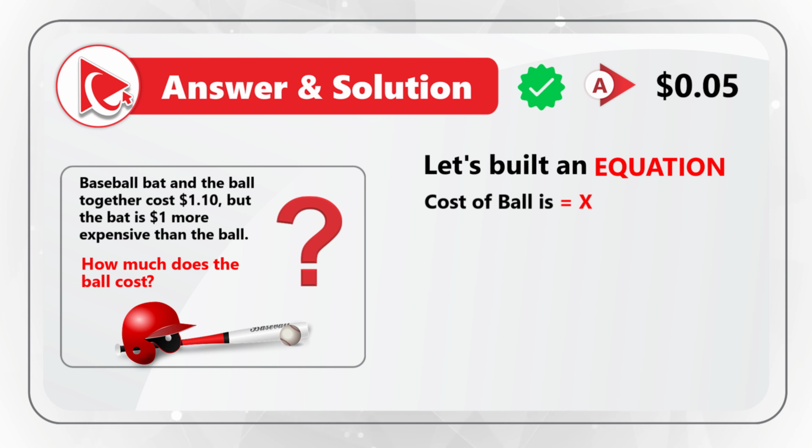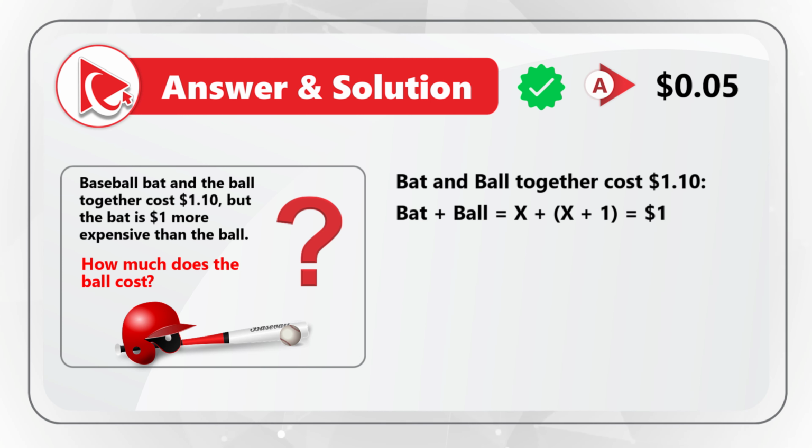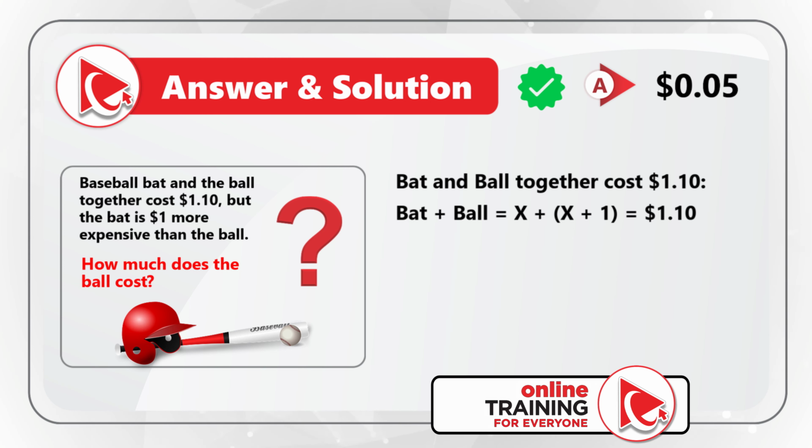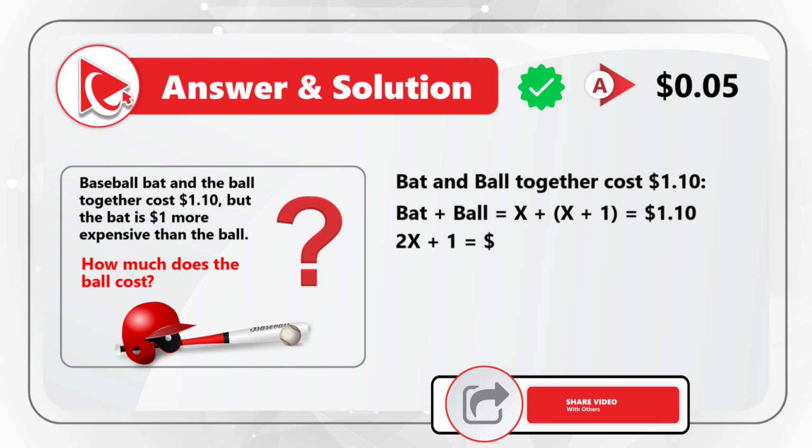The cost of a ball would be X. And since the bat costs $1 more, the cost of the bat would be X plus $1. Now we can take advantage of the fact that the ball and the bat together cost $1.10. Bat plus ball would be equal to X plus 1 plus X, and would be equal to $1.10, which would mean that 2X plus 1 would be equal to $1.10.